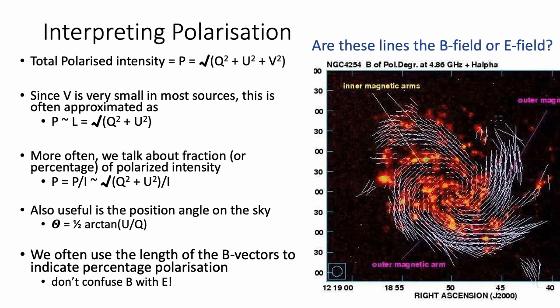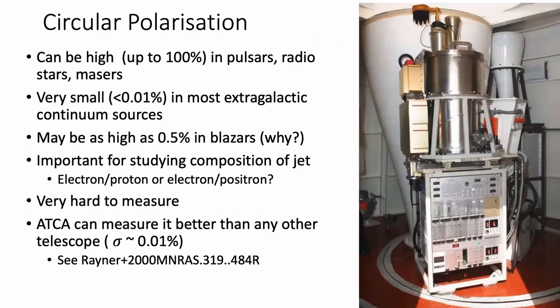I'll show you an example later of an image where they don't say whether it's B or E. It's a very common problem. You get papers published showing these vectors and they don't say whether they're showing the B or the E vector, which is, I think, unforgivable. Anyway, I'll try not to rant.